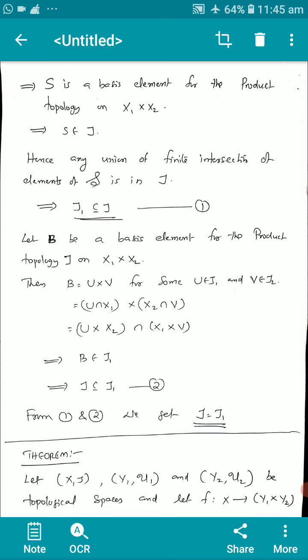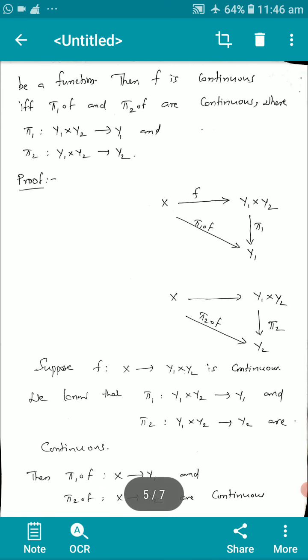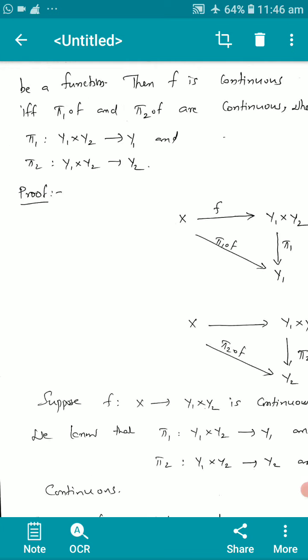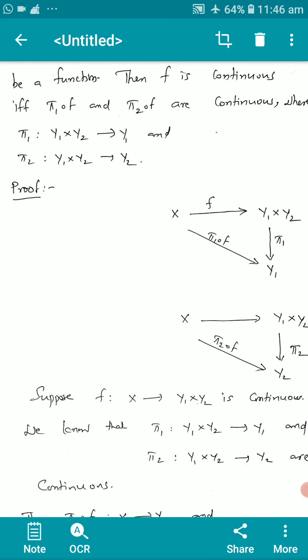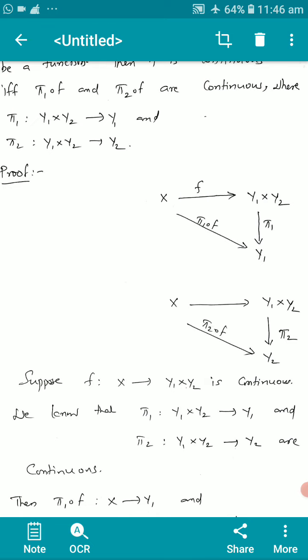Let Y1 with tau 1 and Y2 with tau 2 be topological spaces, and let f from X to Y1 cross Y2 be a function. Then f is continuous if and only if pi 1 composite f and pi 2 composite f are continuous, where pi 1 is from Y1 cross Y2 to Y1 and pi 2 is from Y1 cross Y2 to Y2. Pi 1 and pi 2 are the projection functions from the product space Y1 cross Y2 to Y1, and the second one to Y2.